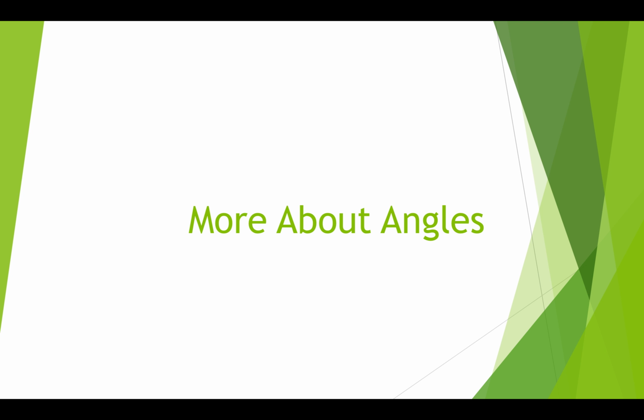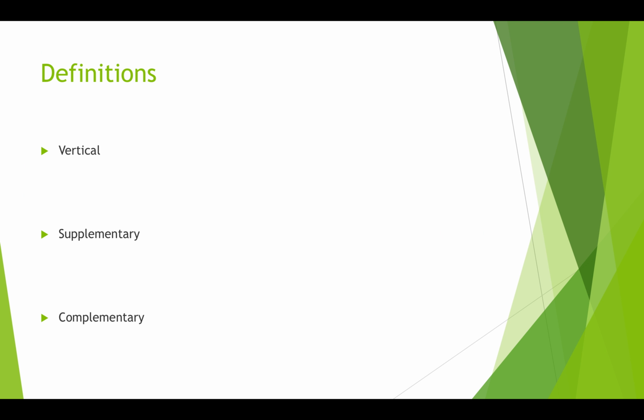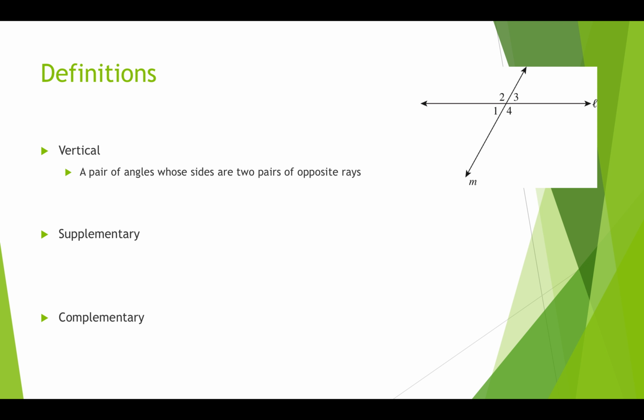So a few more definitions about angles. A vertical angle is a pair, so two angles, whose sides are two pairs of opposite rays. You can kind of see from a picture what we mean by vertical. 2 and 4 are vertical angles, and that means that they're congruent. They're the same measure. And the same can be said for 1 and 3. They're also congruent. Vertical angles have the same measure.